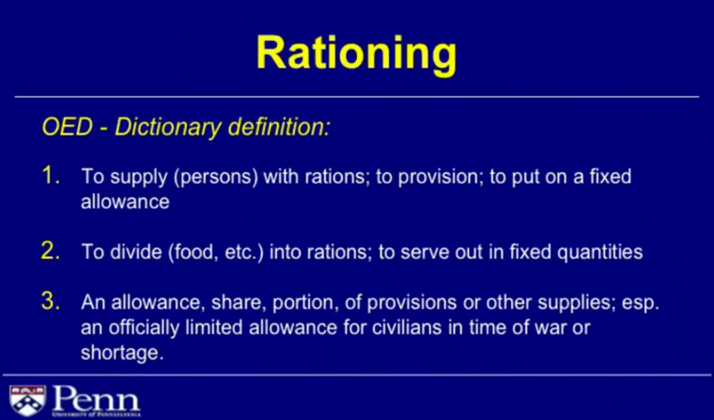Rationing is the most controversial of the three terms, and it often has a negative connotation. The Oxford English Dictionary defines it as to supply persons with rations, to provision, to put on a fixed allowance, to divide food into rations, to serve out in a fixed quantity. The third definition is an allowance, a share, a portion of provisions or other supplies, especially an officially limited amount for civilians during times of war and shortage. We're most familiar with rationing during wartime and war shortages, but they can occur in other situations, like the rationing of gasoline during a shortage of oil, not necessarily linked to war.